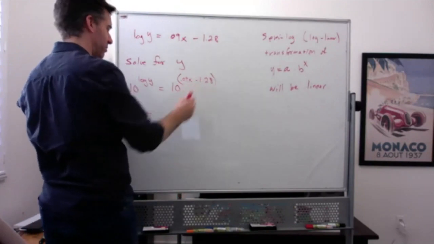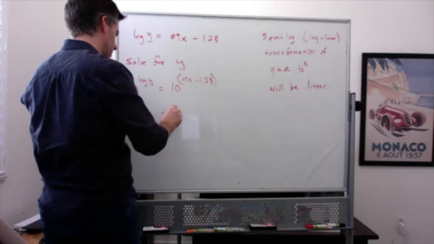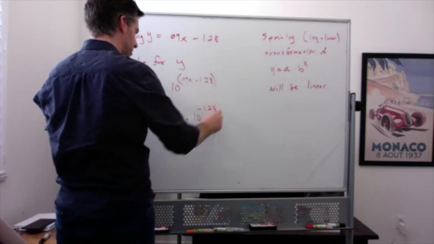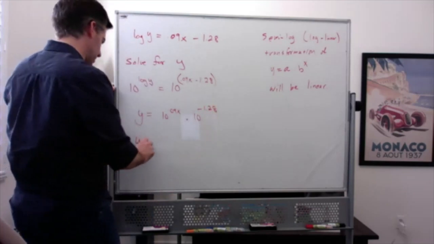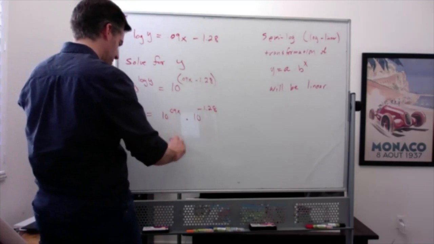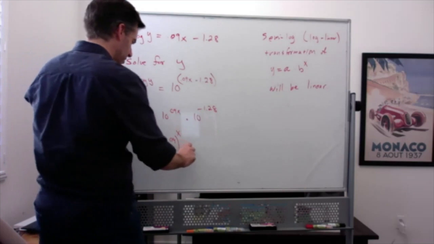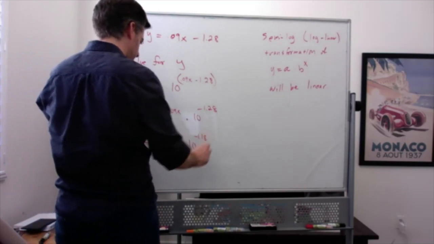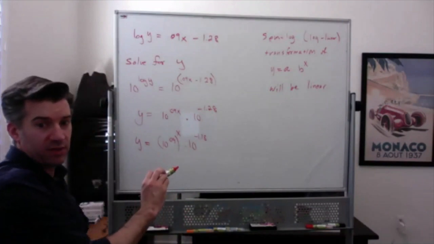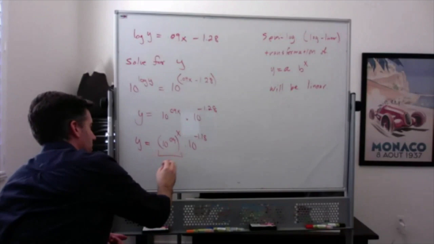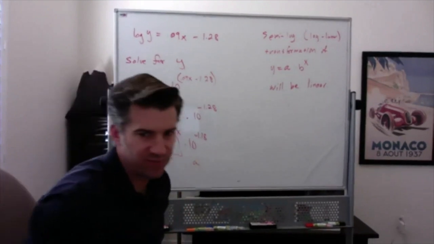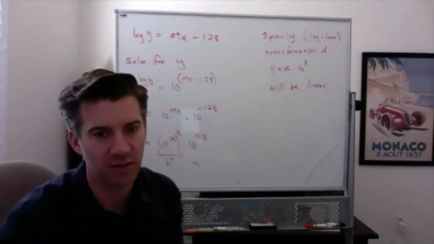First of all, we should break this up as 10 to the 0.09x times 10 to the negative 1.28. And then we typically write it as 10 to the 0.09, to the x, times 10 to the negative 1.28. This is a more typical way of writing it because now it looks like we have some sort of b to the x times a. That is something people often do to make this look a little more normal.